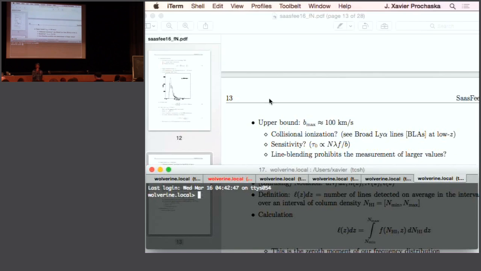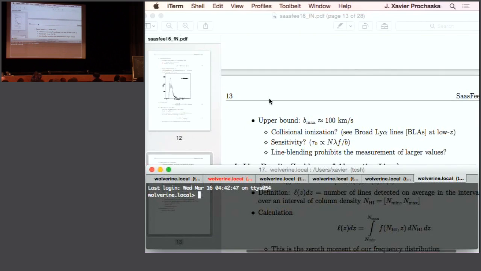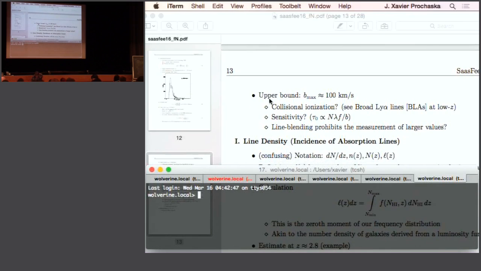Okay. I think I'm done with the shape of the frequency distribution, column density, and Doppler parameter. The last bit is the normalization with density. And that's described as the line density. And painful but true, in the literature, this takes on many notations. dN/dz, N of z, n of z, and l of z. They all stand for the same thing. I'm sorry, but it's true.